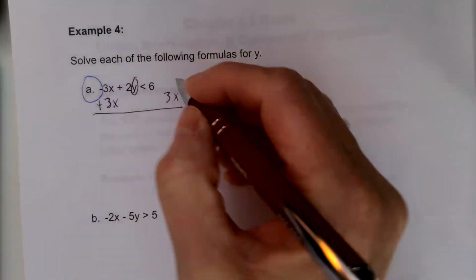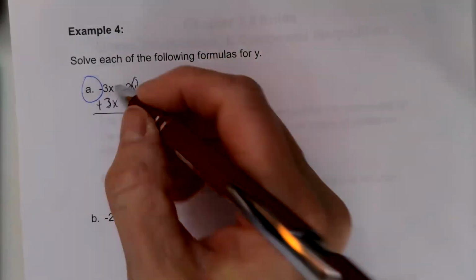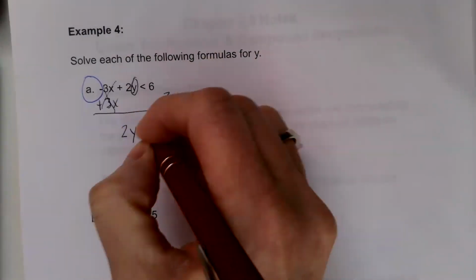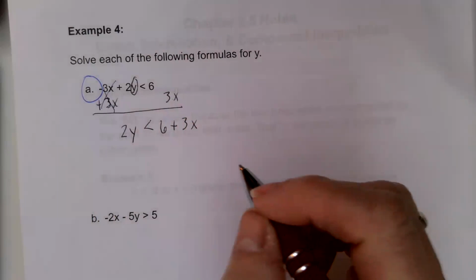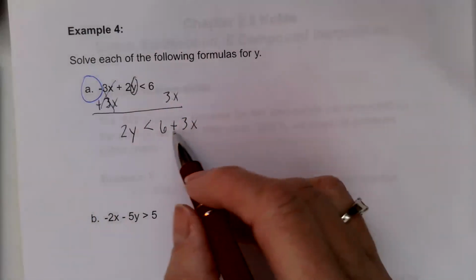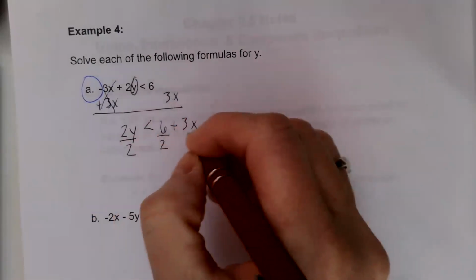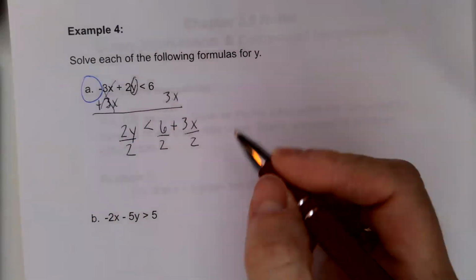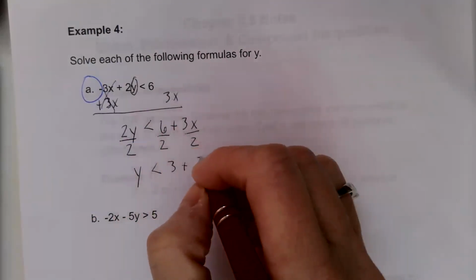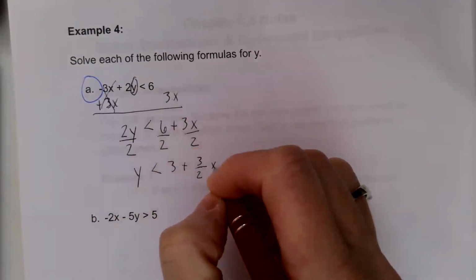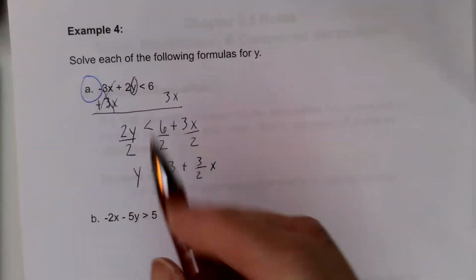And notice that on the right, I did not write them underneath the 6 because they're not like terms. The 6 is a constant and this is a variable. So we have 2y is less than 6 plus 3x. We don't know what x is, so we can't add 6 and 3. And then we're going to divide by 2. Every term gets divided by 2. So y is less than 3 plus 3 halves x. And it's a strictly less than, and we divided by a positive, so we don't need to flip the inequality.